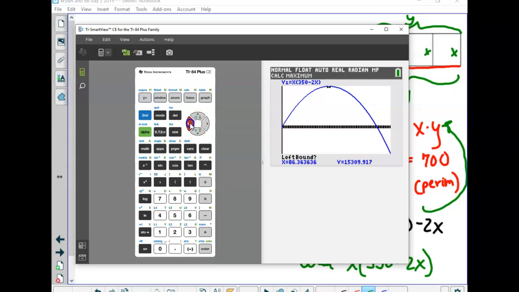Now, it's somewhere between. You have to be clearly to the left of the maximum, and then scroll over clearly to the right of the maximum. What'd you get? Okay, 87.5 is the x value. What is the y value telling us? Do you remember what I said the y was?